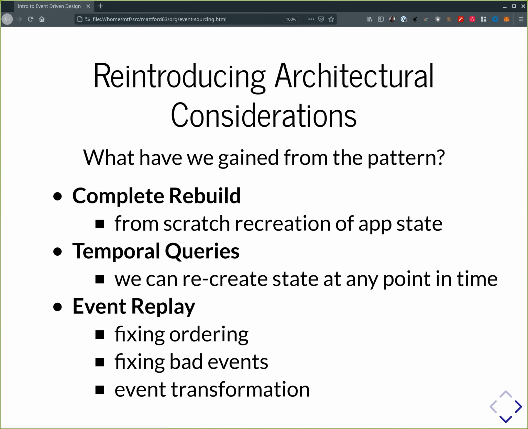The other thing that it lets us do is replay events. So perhaps events have come out of order, and you can take events off, change them around a little bit. You can perhaps transform events that are bad, or where there's been some sort of change, and you can recreate your app with this new information. This is almost like branching a timeline in some ways.